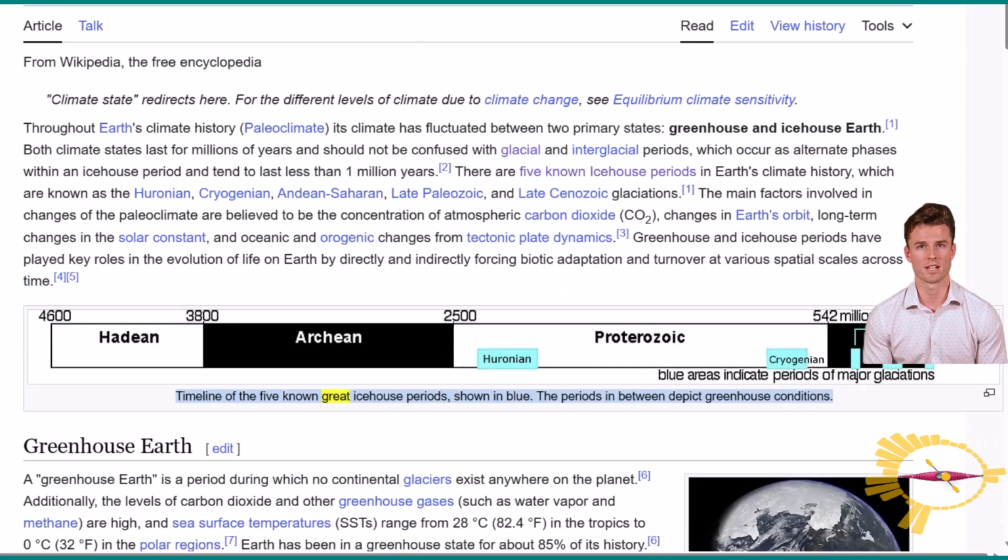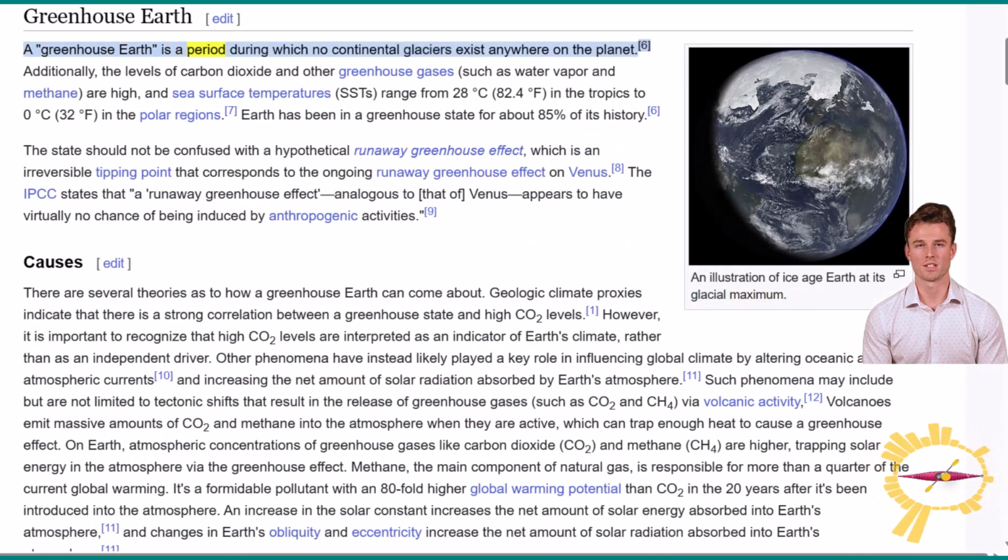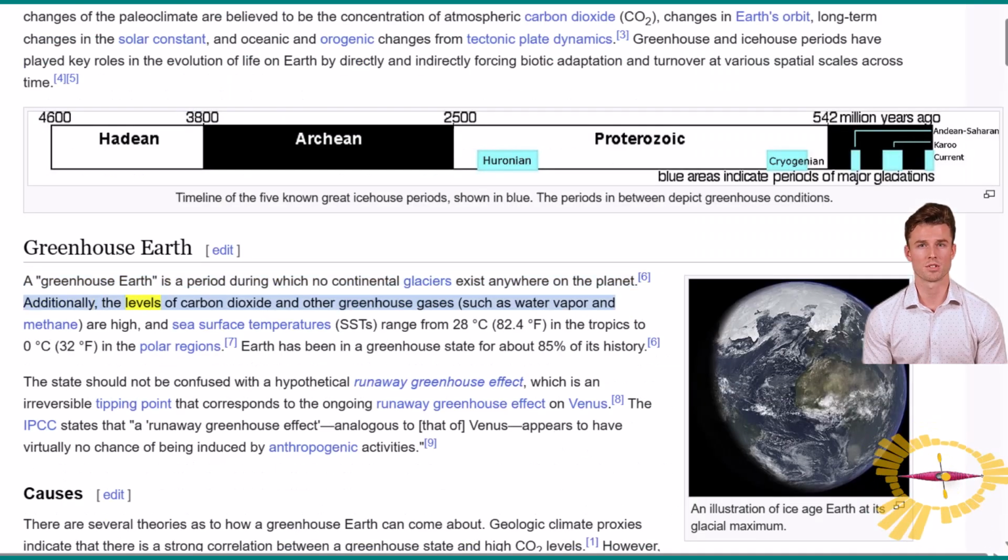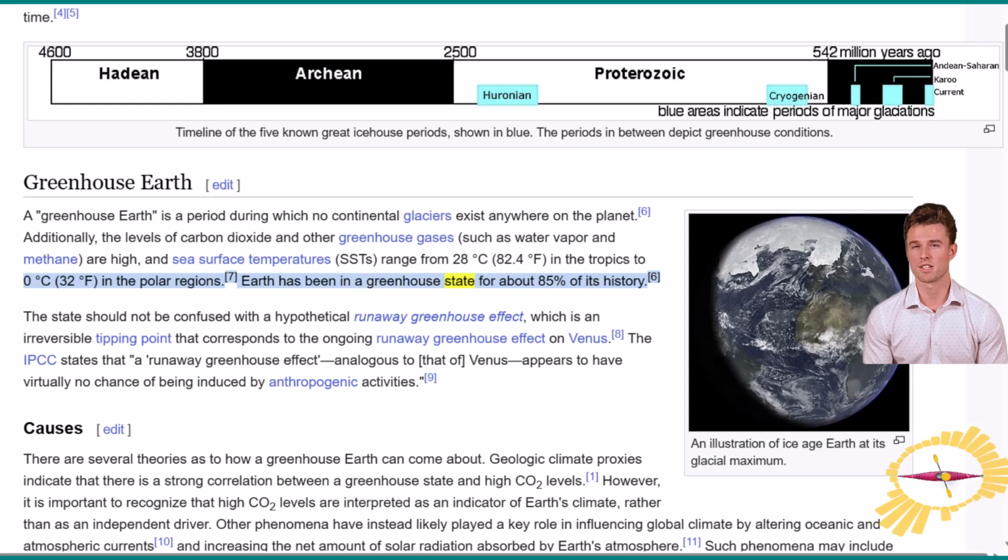Timeline of the 5 known Great Icehouse periods, shown in blue. The periods in between depict greenhouse conditions. Greenhouse Earth. A greenhouse Earth is a period during which no continental glaciers exist anywhere on the planet. Additionally, the levels of carbon dioxide and other greenhouse gases, such as water vapor and methane, are high, and sea surface temperatures (SSTs) range from 28 degrees Celsius (82.4 degrees Fahrenheit) in the tropics to 0 degrees Celsius (32 degrees Fahrenheit) in the polar regions. Earth has been in a greenhouse state for about 85% of its history.